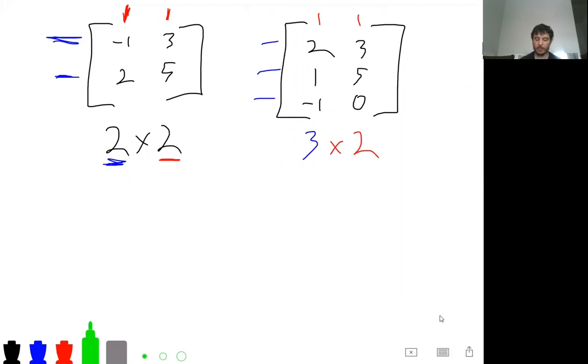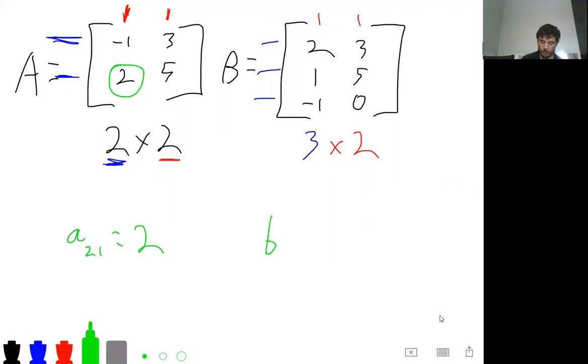The next thing that's important is understanding our different components. Let's call this first matrix A. The second matrix is going to be B. I can ask for different elements or components of a matrix based on the positions of those numbers. So for example, if I ask for A21, it's not A twenty-one, it's A sub 2,1, which simply means row 2, column 1 in matrix A. A21 would equal 2.